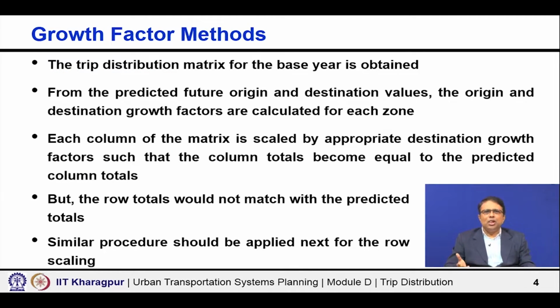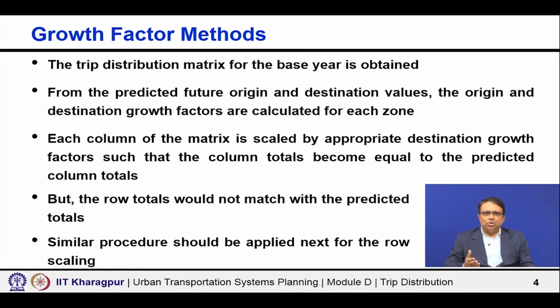The remaining things I said are explained here. The trip distribution matrix for the base year is obtained. Then from the predicted future origin and destination values, the origin and destination growth factors are calculated for each zone, as I explained earlier.